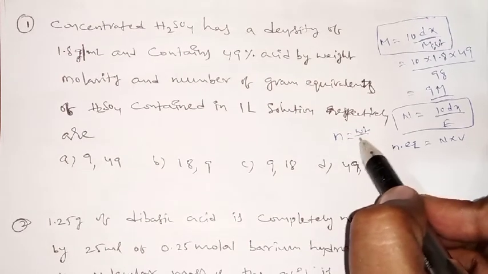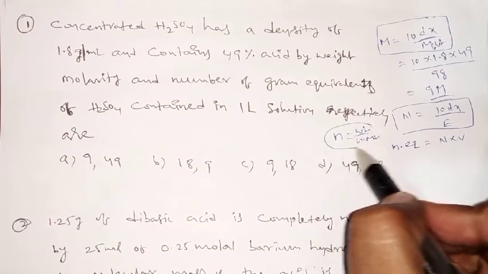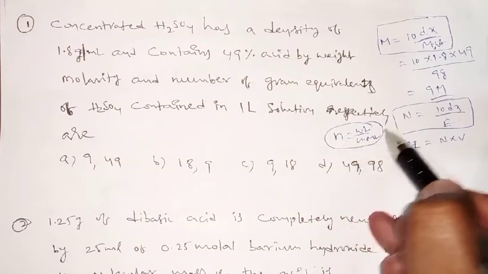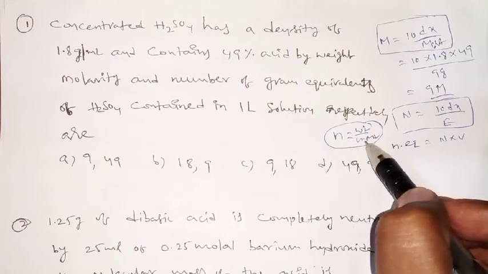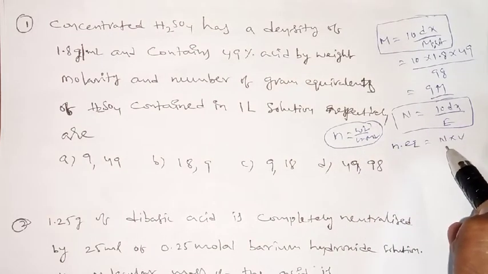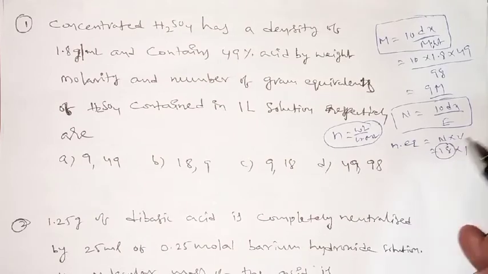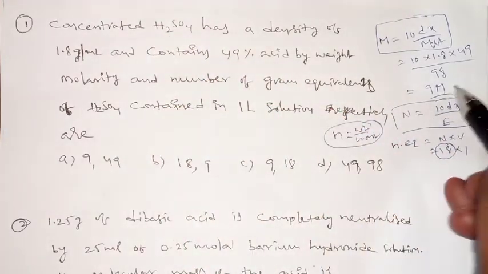Just like the number of moles equals weight of the substance by gram molecular weight of the substance, similarly the number of gram equivalents equals weight by gram equivalent weight. So that is why the number of gram equivalents equals 18 into 1. Why 18 only? Because the molarity you got is 9.